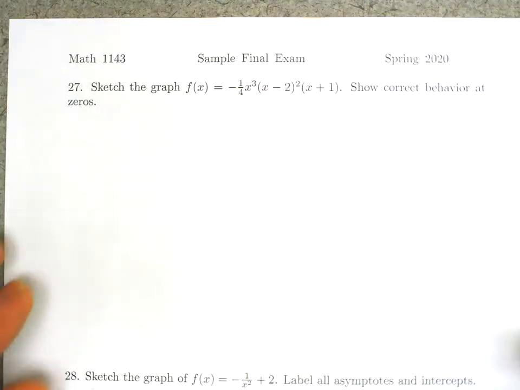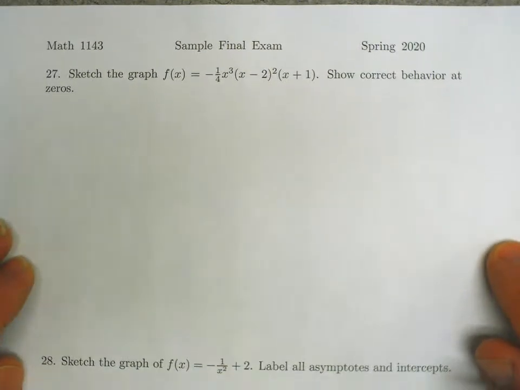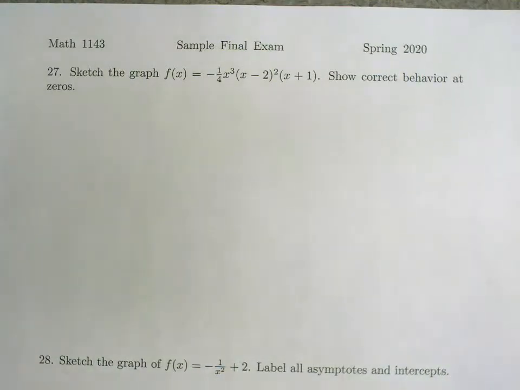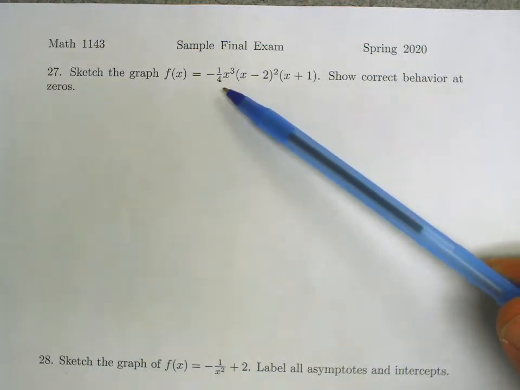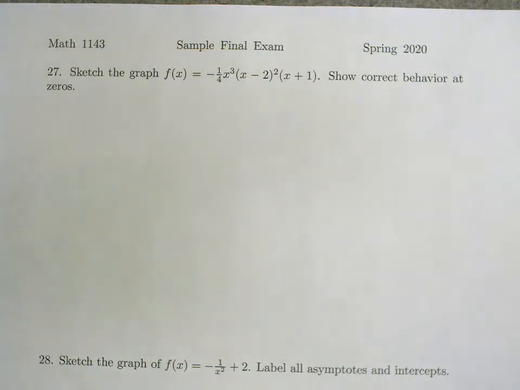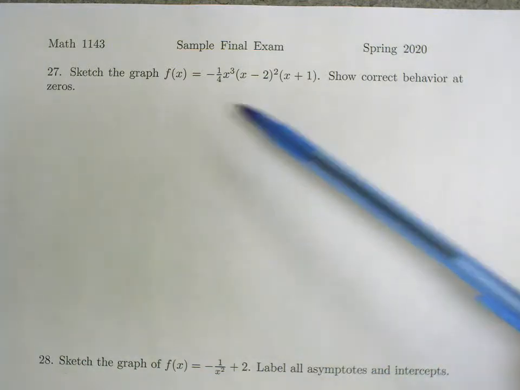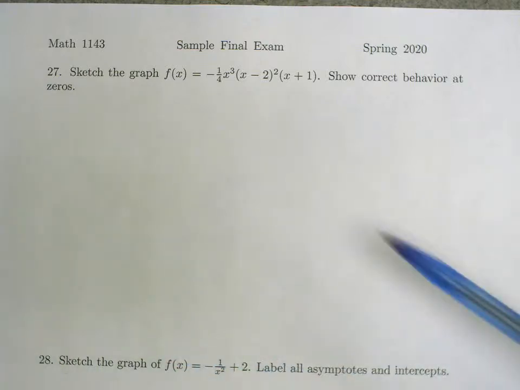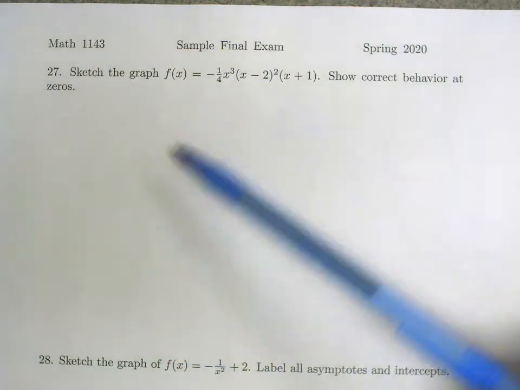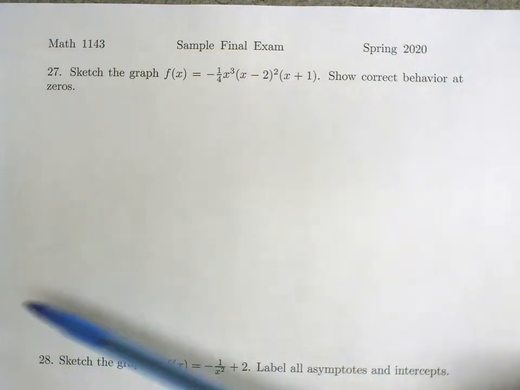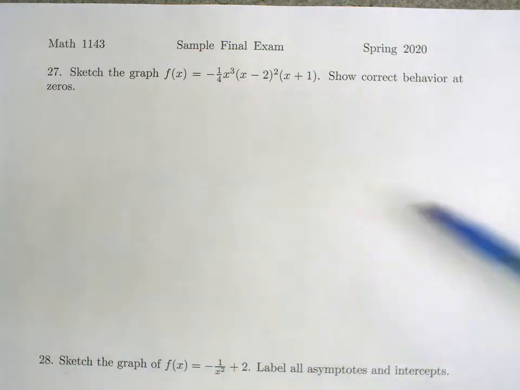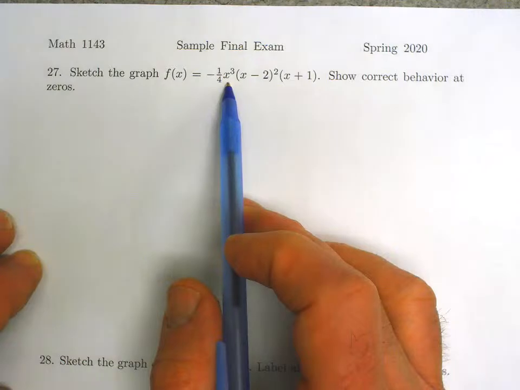Okay, the next problem is to sketch a graph of this polynomial function. This is a degree 6 polynomial, and the leading coefficient is negative 1/4. Since it's degree 6, the end behaviors have to match, and since the leading coefficient is negative, y approaches negative infinity in both directions, so the graph will be downward on both sides. So we can identify the zeros.